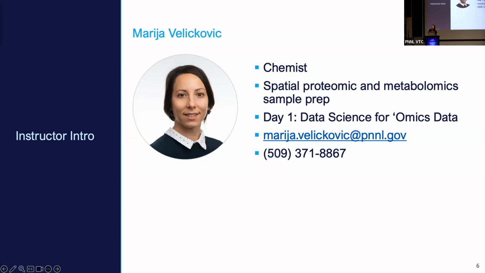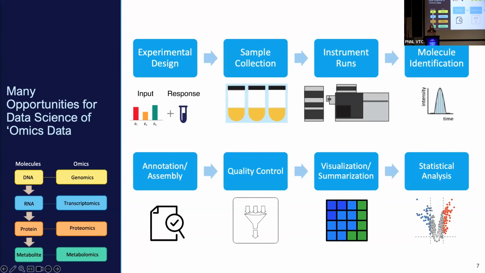My name is Marija. I work in EMSL as a chemist. I'm more on the sample prep side, but today I'm gonna talk about some tools that I use for data science for omics data. So omics data basically is information generated using science that ends in omics. If we want to basically profile the genome, then we are talking about genomics. If we are interested in RNA transcripts, then we are going to take a transcriptomics approach. Or if we want to profile the proteome or metabolome, then we are talking about proteomics or metabolomics approaches.